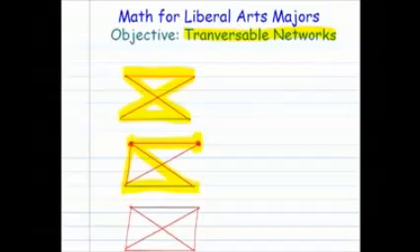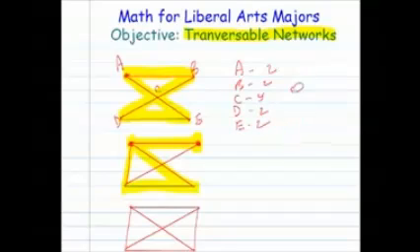And it has to do with the vertices and how many segments meet there. So this has A, B, C, D, E. At A, 2 things meet. At B, 2 things meet. At C, 1, 2, 3, 4 things meet. At D, it's 2. And at E, it's 2. These are all even. So it is, no matter where you start, transversable.